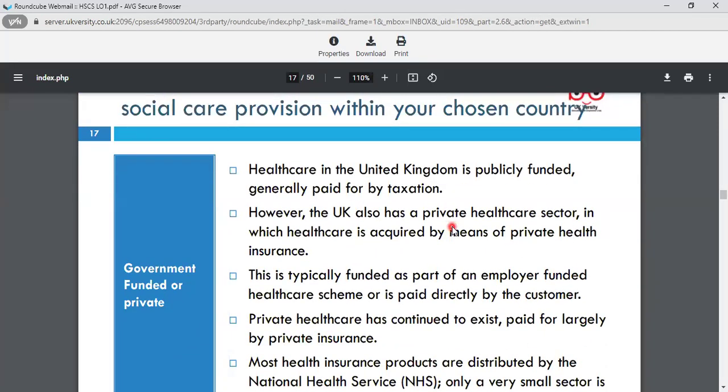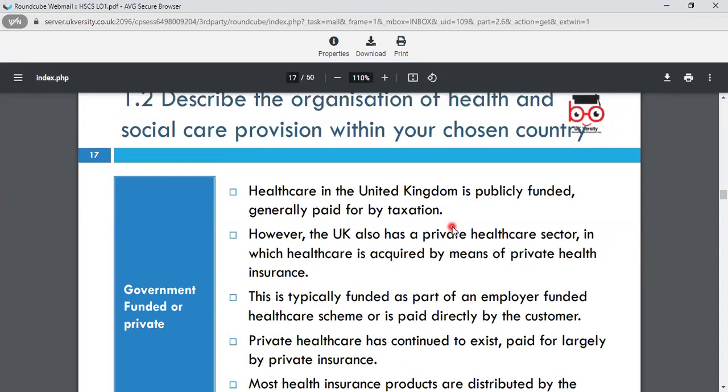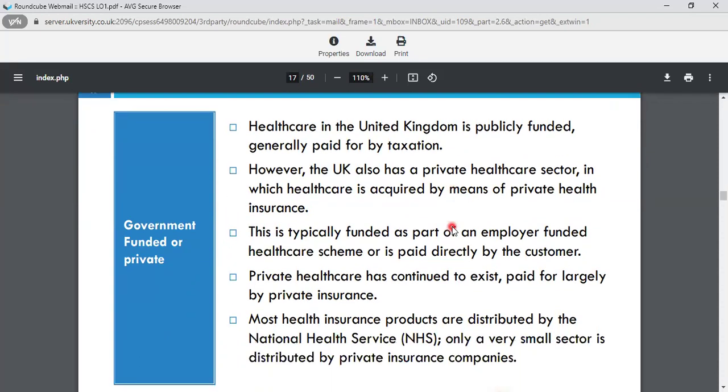Government funded or private, let's see. We're talking again about the organization. Healthcare in the UK is publicly funded. We've seen that. This is mainly through our taxes. However, the UK has also got a private health sector in which healthcare is acquired by means of private health insurance. This is funded as part of an employer-funded healthcare scheme or is paid directly by the customer themselves.